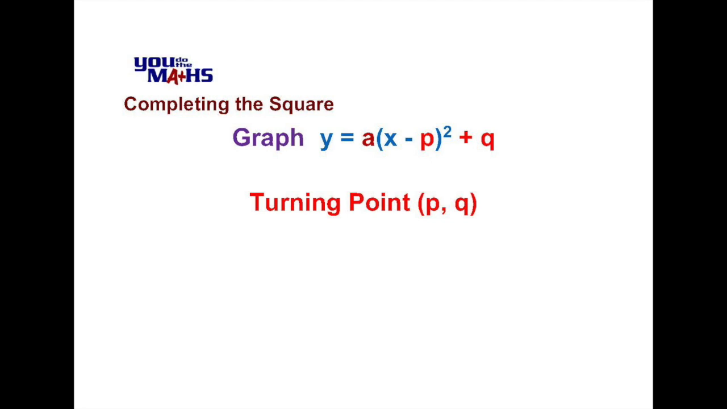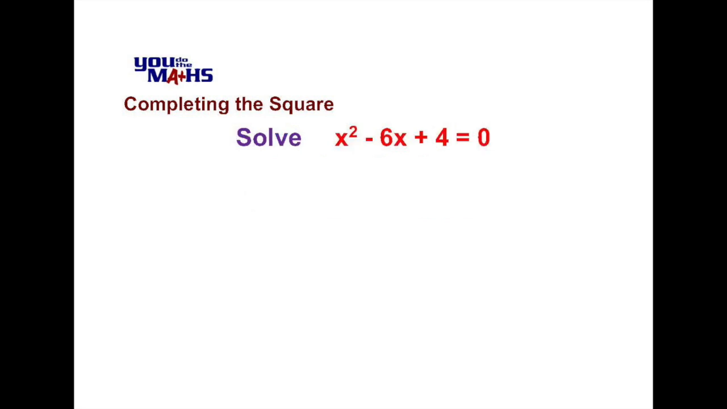Let's have a look at another case where we might want to use completing the square, and that's where we have to find exact solutions to solving an equation. In this case, we've got to solve x squared minus 6x plus 4 equals 0. Now, of course, the first thing we'll try is to factorise, but it may not always work exactly. So what we do is we complete the square, and we do that by following the same process.